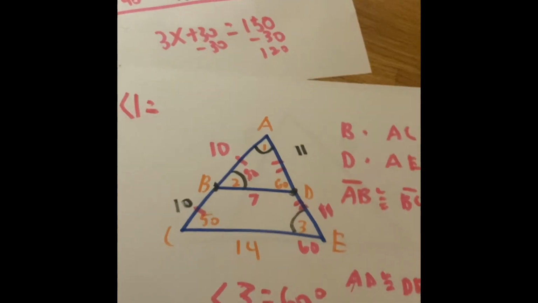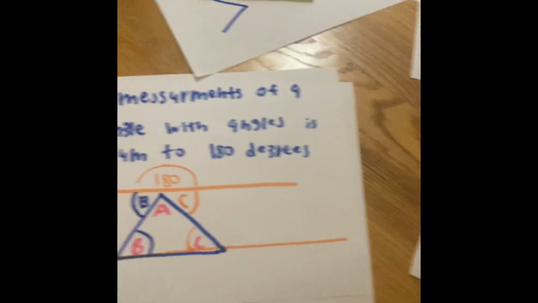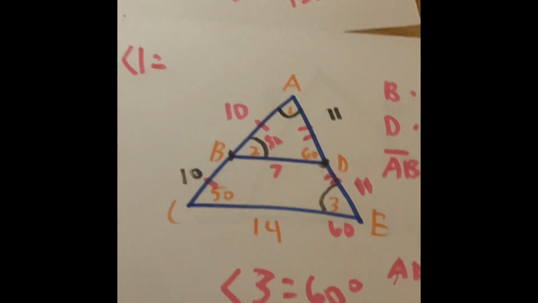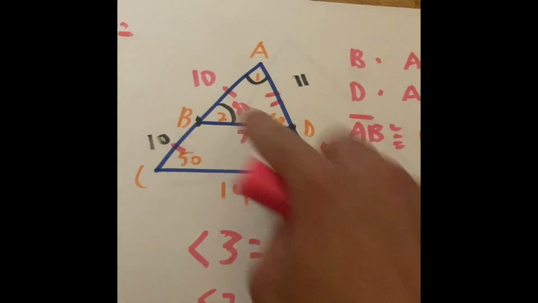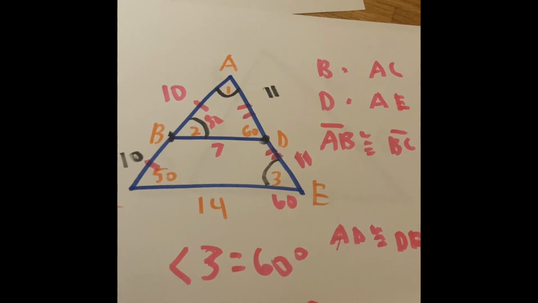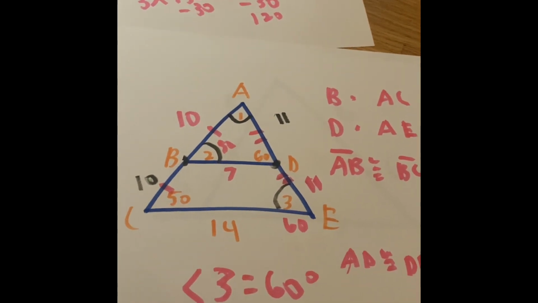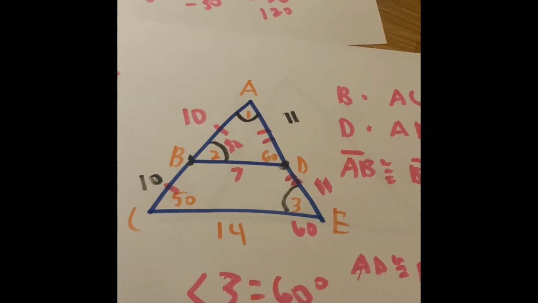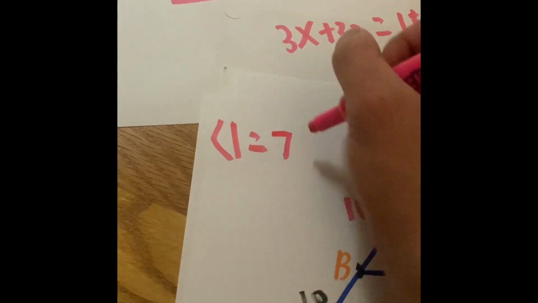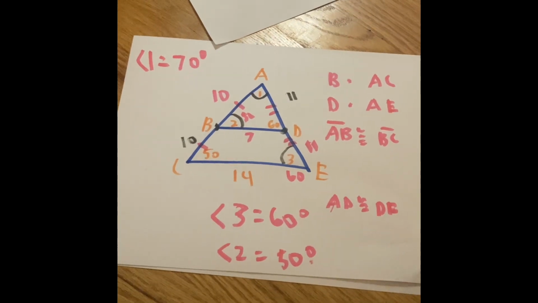So going back to what we learned in the first place, applying this theorem to get 180 degrees, 180 is the entire thing. So 60 plus 50 is going to be 110. 180 minus 110 is going to be 70. So what we're going to say is that angle 1 has to be 70 degrees. Yes, we have done it.